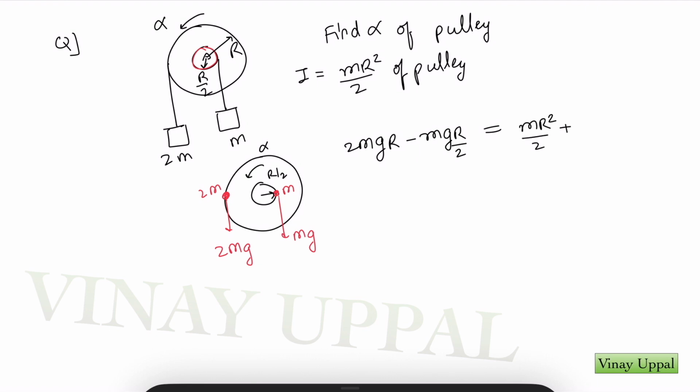And what about the particles? I'll have the distance of 2m is r from the hinge, so that will be 2m times r square plus the distance of m is r by 2, and the entire moment of inertia times the angular acceleration. So the first term in the moment of inertia is for the pulley, the second term is for mass 2m, and the third term is for mass m. And that's it. Just solve for angular acceleration and you should be able to get it as 6g by 11r.